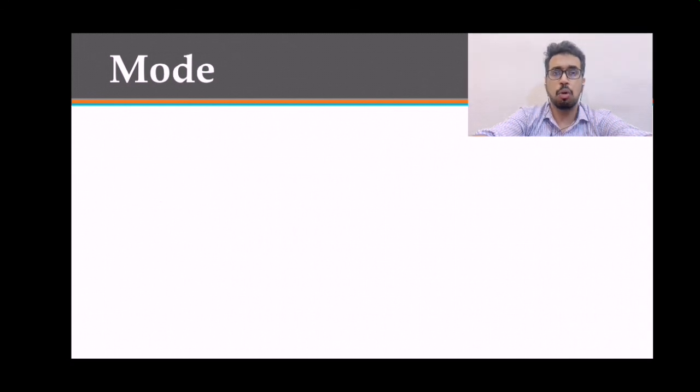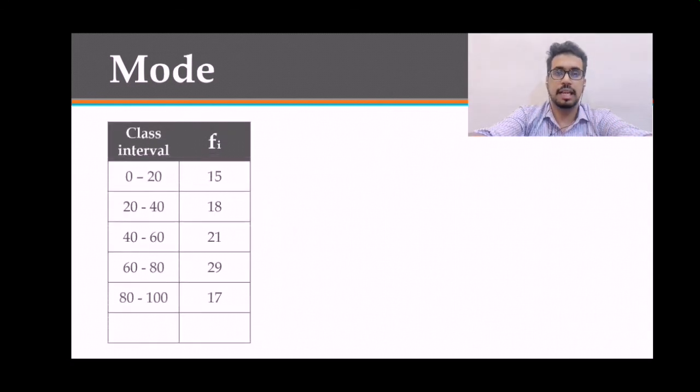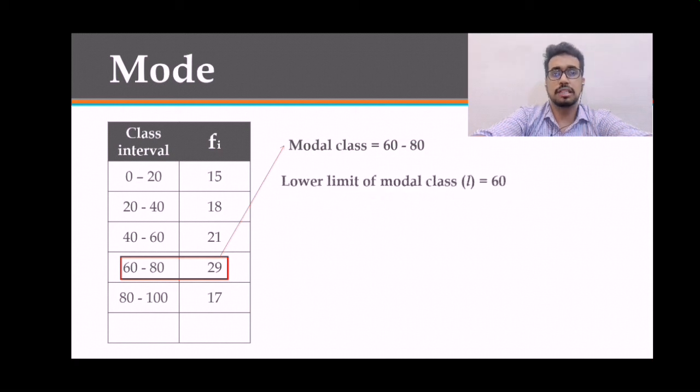Moving on to our mode, that is our most repeated term. Let us see how to find the mode of a group data. Here is an example of the same. Here when we look at the column of frequency, we see that 29 is the highest frequency. The class interval which has the highest frequency is called the modal class. Here in this case it is 60 to 80, which has the value 29. The lower limit of this is called the value L, which is 60.